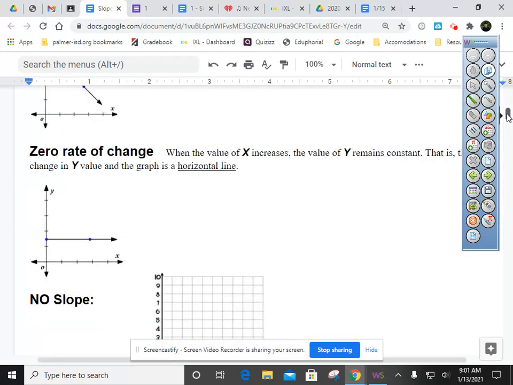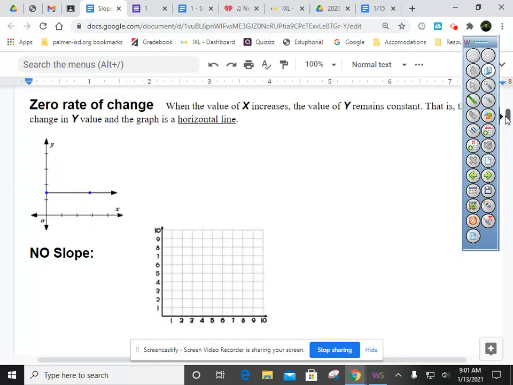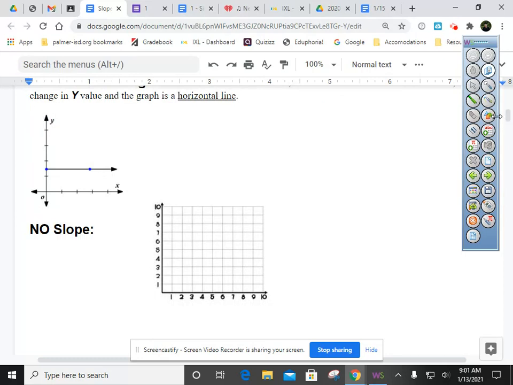If the rate is positive, it goes up, right? That's going to make all the difference, the way the arrow points.